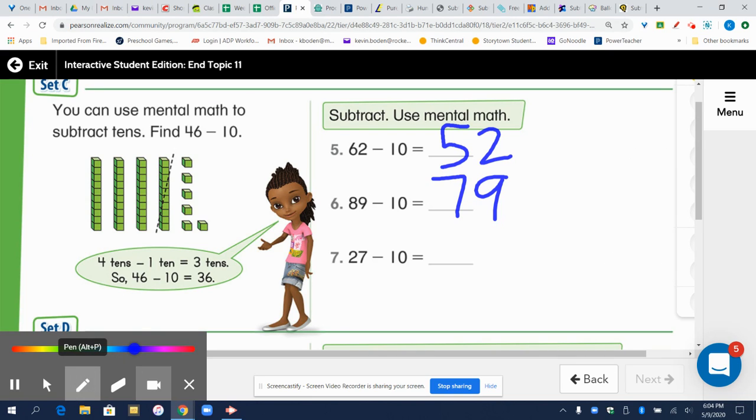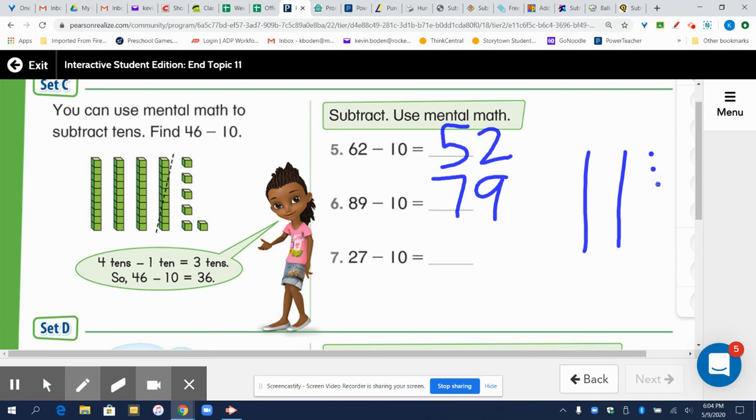Now let's try doing this one without any drawings, any pictures, nothing. The number is 27. Take away 10. What do you think it is? 2 tens and 7 ones. Take away 10. You have the number 27. Now take away a 10. And if you need to, you can always draw a picture by saying 10, 20, 1, 2, 3, 4, 5, 6, 7. Now let's take away 10. Now we have 10 left. And guess what? We still have those 7 ones.